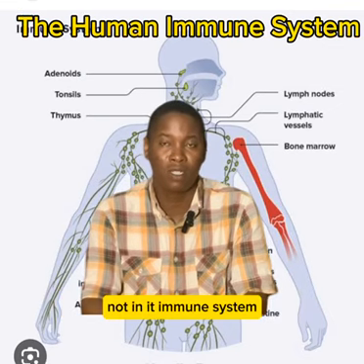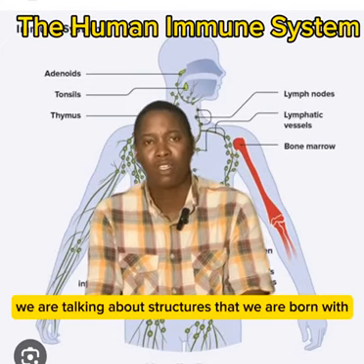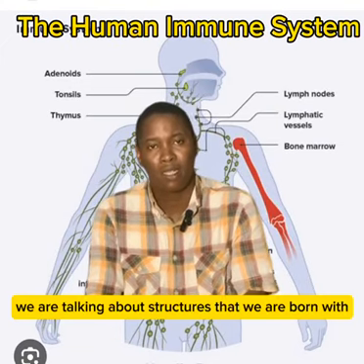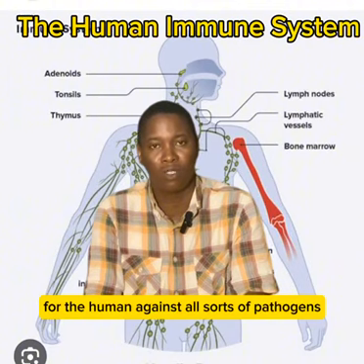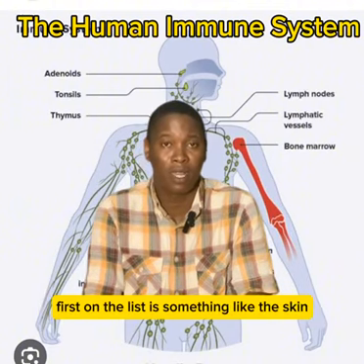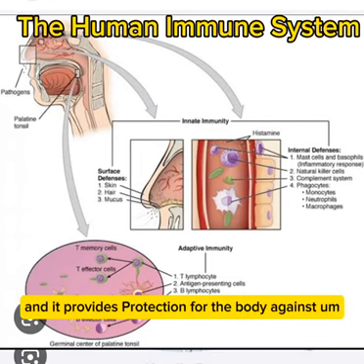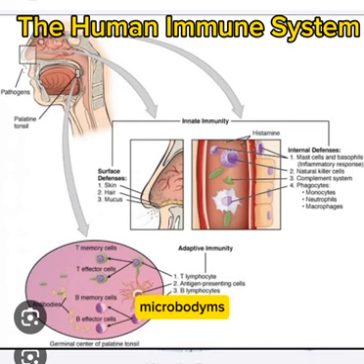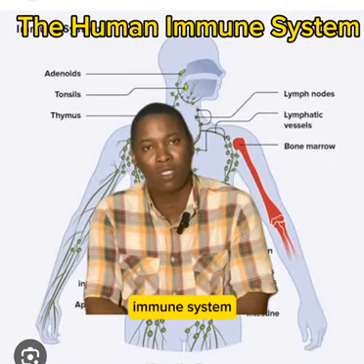Now, when we talk about the first line of defense, we are talking about structures that we are born with that provide protection for the human against all sorts of pathogens. First on the list is the skin. The skin covers the body from the head to the toe, and it provides protection against microorganisms and elements of weather, and keeps the internal organs of the body safe. The skin is a member of the innate immune system.